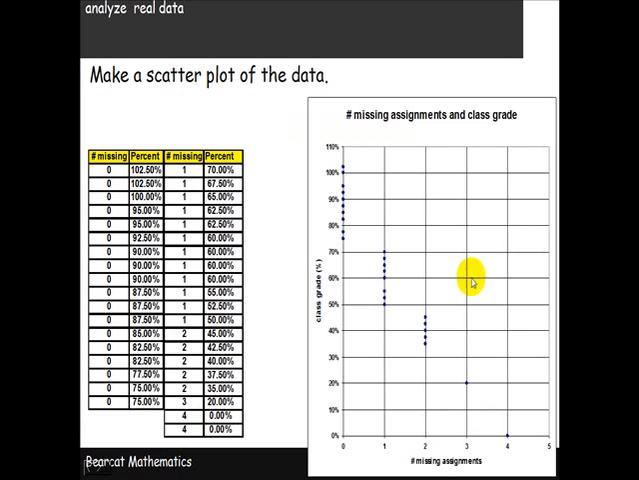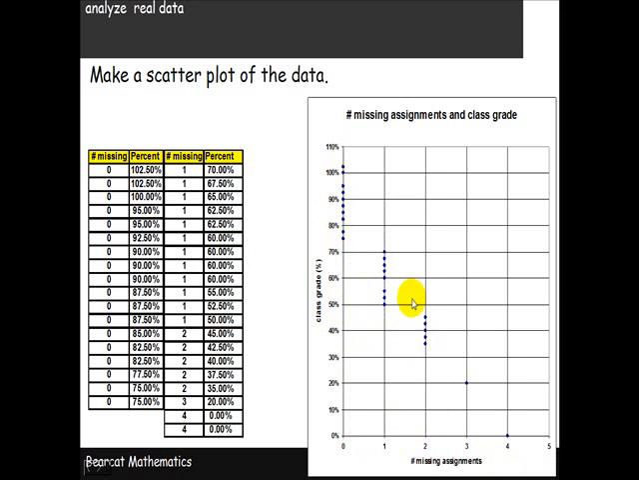With this scatter plot, I've got it titled number of missing assignments and class grade. The horizontal axis is titled number of missing assignments, and the vertical axis, class grade percent. This is kind of an interesting scatter plot. It doesn't look like any of the other ones we saw, because you can't have half a missing assignment or three-quarters of a missing assignment. So it really jumps from a bunch of 0s to a bunch of 1s to a bunch of 2s and so on. So it looks kind of funny.